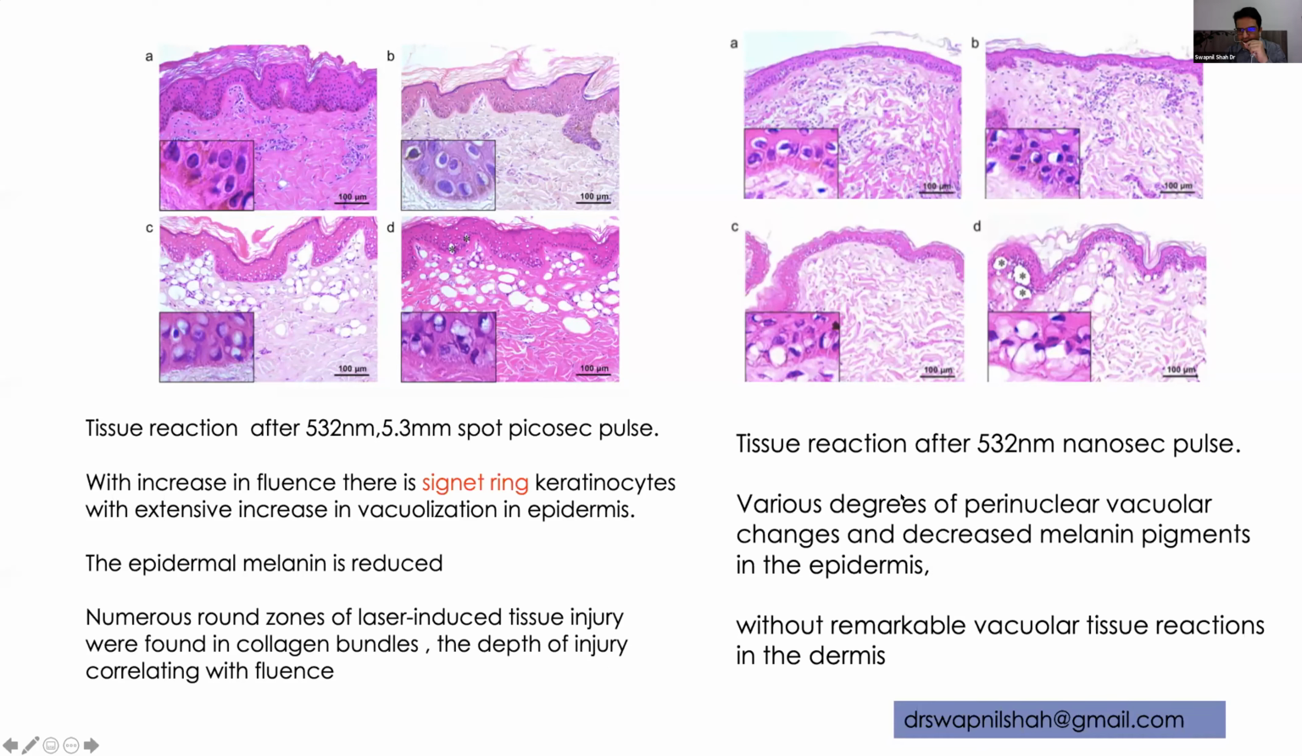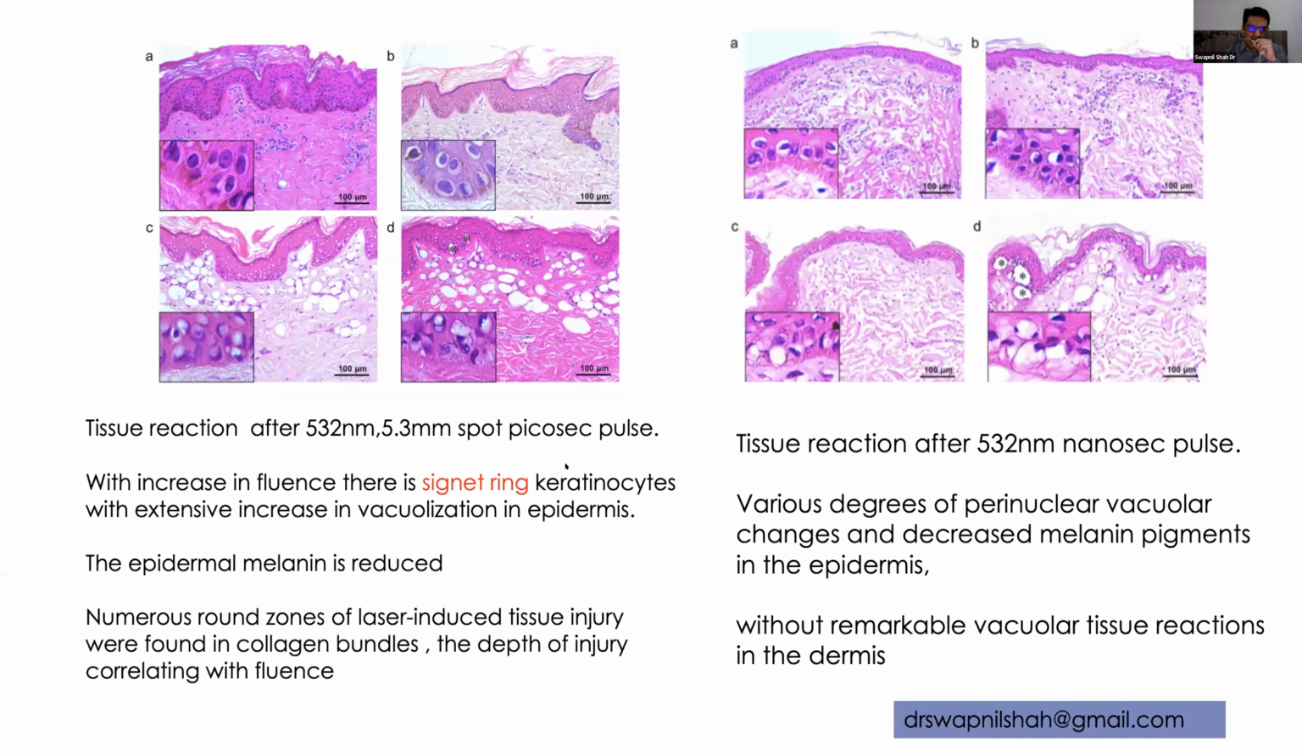With nanosecond lasers, the tissue reaction shows some perinuclear vacuolar changes and decreased melanin pigmentation, but without remarkable vacuolar tissue reaction in the dermis. And I'll come to this vacuolar tissue reaction later.